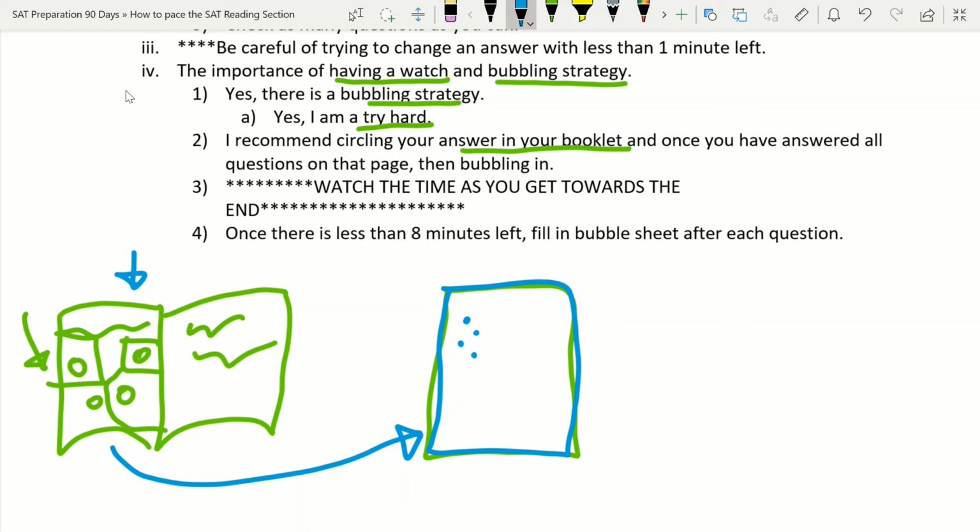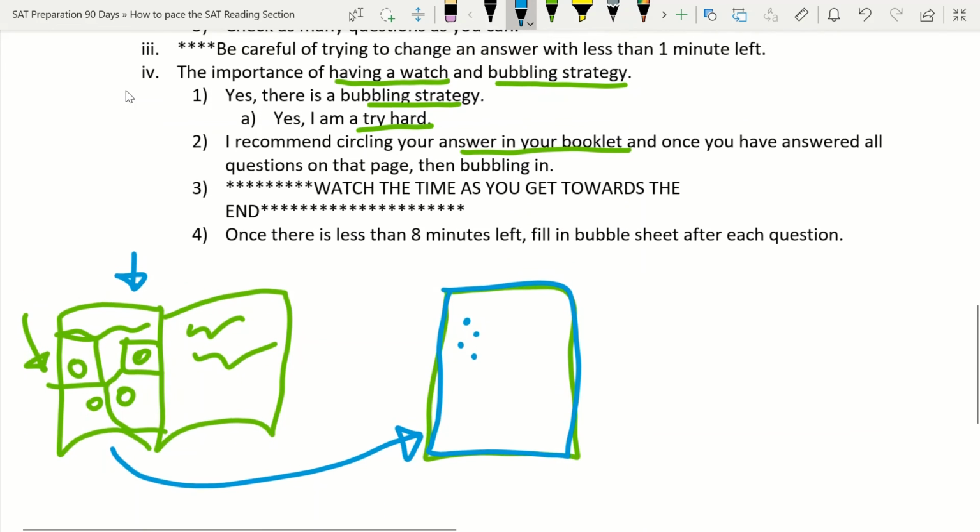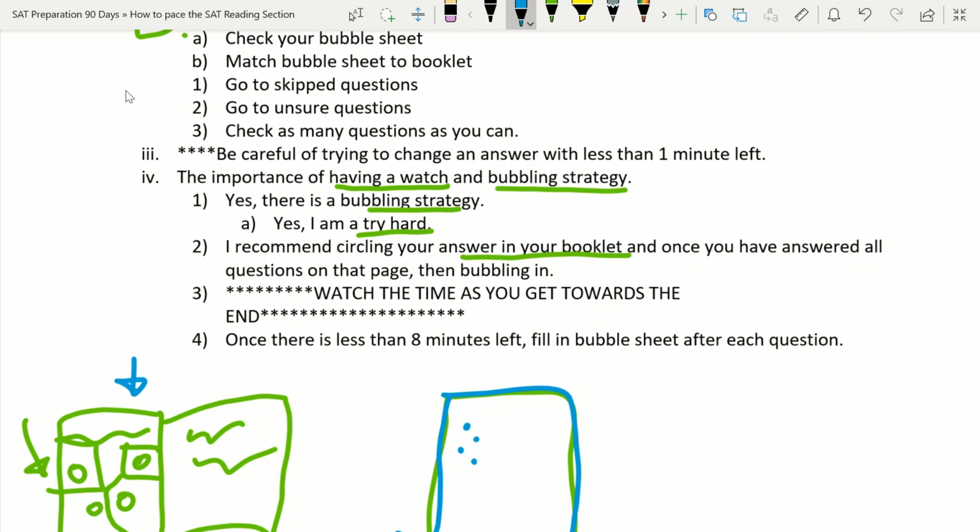I'd say it probably is going to end up saving you at least a minute on the SAT in my opinion, versus bubbling in after every single question. Now I just want to get into one quick exception to this rule. This bubbling strategy is just watch the time as it gets towards the end. Once there's less than 8 minutes left, at that point, just fill in the bubble sheet after each question.